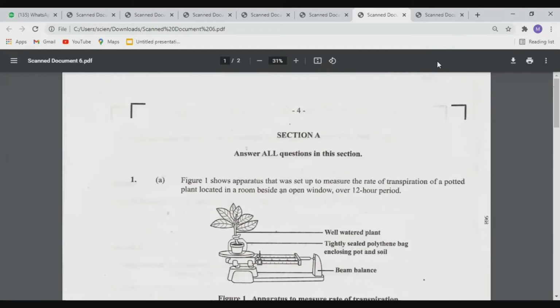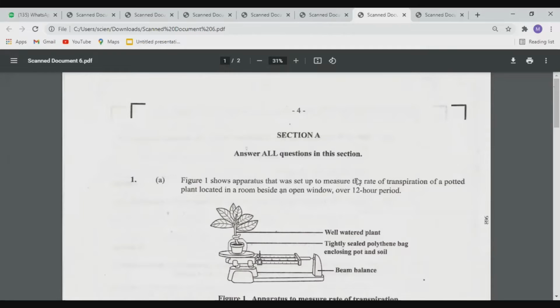On to the next page, which is section A. Answer all the questions in this section. So you're expected to answer every question. Please do not leave out any questions. All right. Question 1.